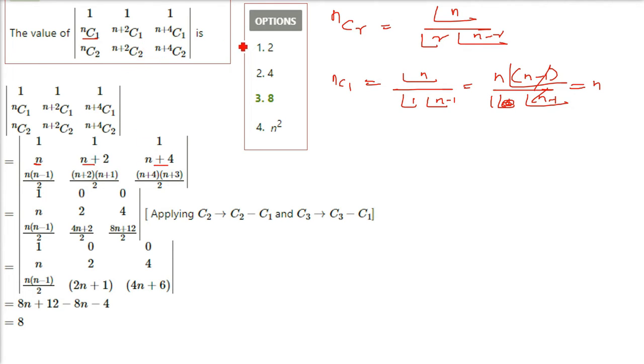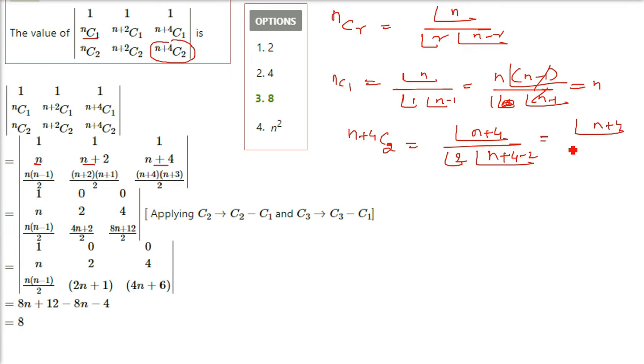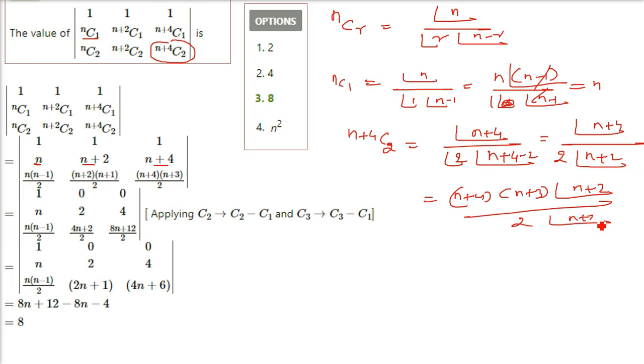Let us do one more of it so that you understand better and complete nCr, how it is done. I'm taking n plus 4 C2. This is factorial n plus 4 divided by factorial 2 times factorial n plus 4 minus 2, that is n plus 2. So n plus 4, then n plus 3, and then factorial n plus 2, divided by 2 factorial n plus 2. This gets cancelled. You get n plus 4, n plus 3 by 2.